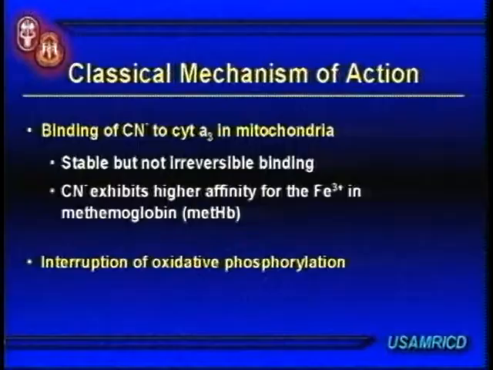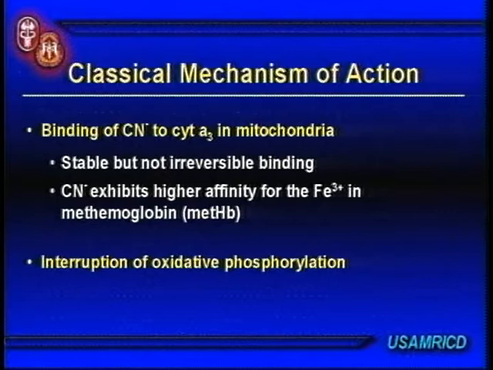And how does that happen? Well, biochemically, it happens through a process that we'll talk about in just a few slides, but we say that cyanide binds to an enzyme in the mitochondrion. The enzyme complex is called cytochrome a3, and the particular enzyme in that complex is called cytochrome a3. You don't have to remember this, just the general idea. But what's important to know is that it's a stable binding, but it's not irreversible. Cyanide can bind to that because it likes to bind with metals. And here's a metal, iron, in the ferrous form most of the time.